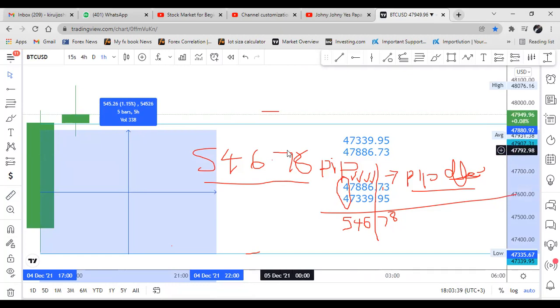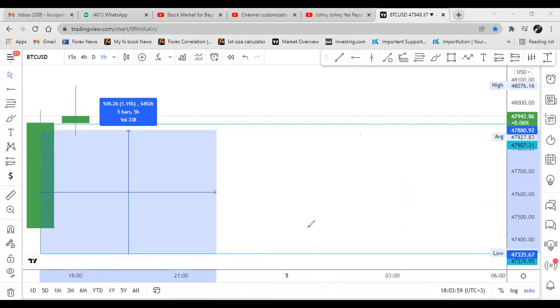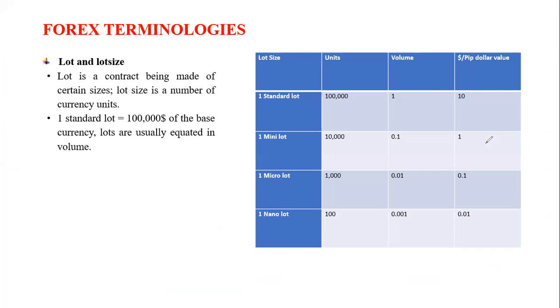Okay. Now I'm going to give you an assignment on this. You go and look at the currency called XAU USD. It has 4 numbers before a decimal. It has 4 numbers before we have a decimal. I hope that will be much better. So we'll go back to our slide here. And we are done with pips.